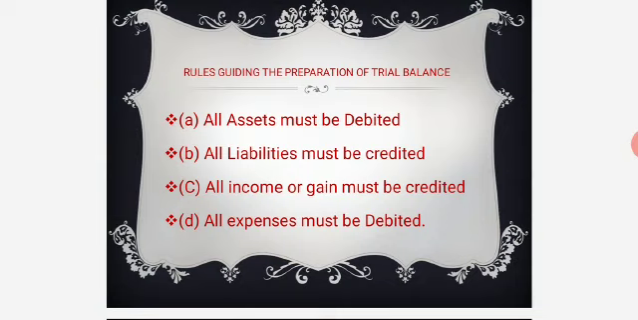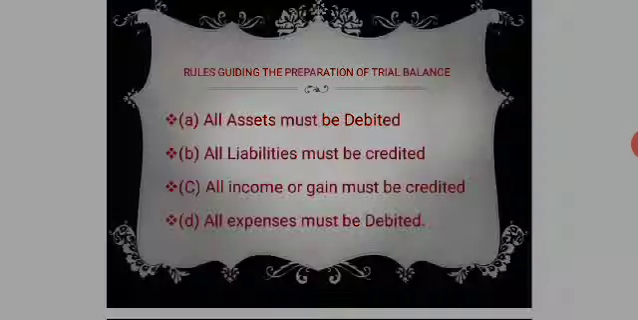B. All liabilities must be credited. Liabilities are the things that the business owes others, such as creditors, people the business bought from but has not settled, loans, and so on. These should be credited. C. All income or gain must be credited. Incomes are those things, that money or revenue that comes into the business, such as profits, such as discounts received. They should be credited.